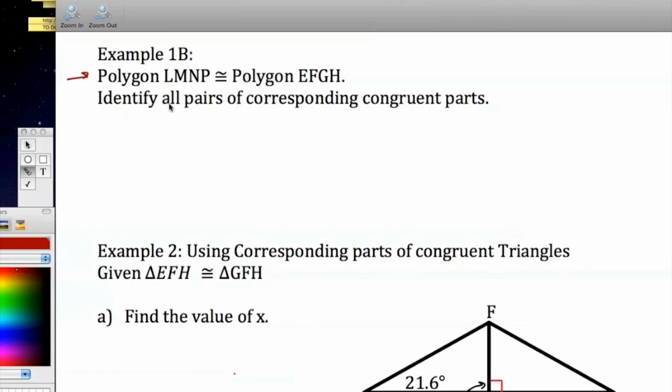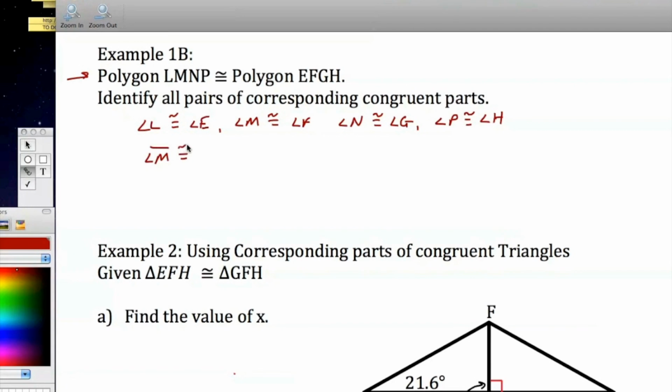If I say I've got these two things which are congruent, I can say angle L is congruent to angle E, and angle M is congruent to angle F, which also means that angle N is congruent to angle G, which also gives me angle P is congruent to angle H. Okay? I've got 4 congruent statements because I have 4 different corners.